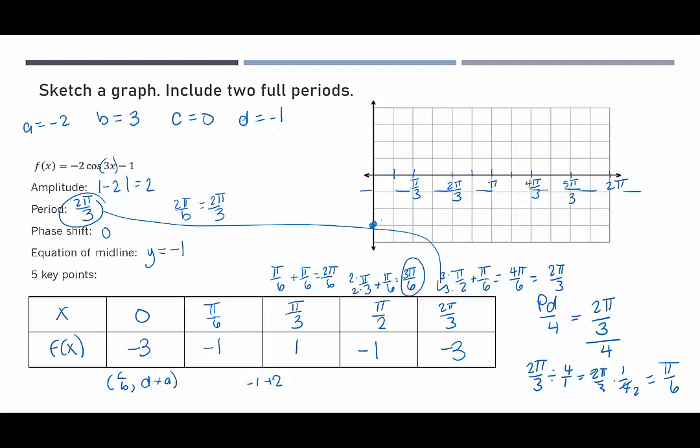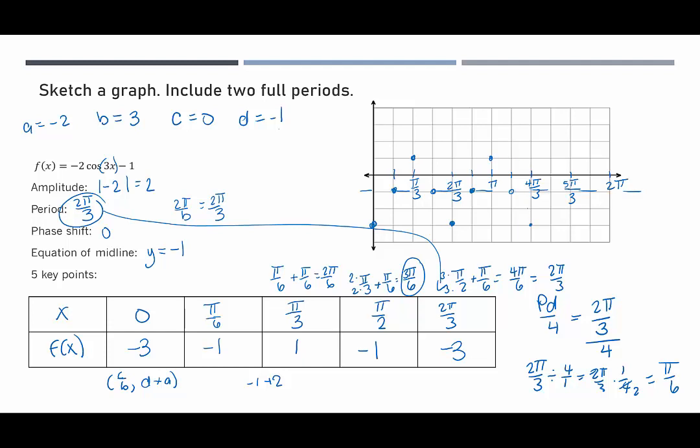So we're starting down at -3. We go over to pi over 6 and -1. We go to pi over 3, we go up to 1, that's our top. Pi over 2, we go back to -1. 2 pi over 3, we go back to the bottom at -3. Then next, we're just going to repeat this pattern. So we went bottom, middle, top, middle, bottom. We're starting at the bottom. We go to the mid. We go to the top. We go back to the mid. We go to the bottom.